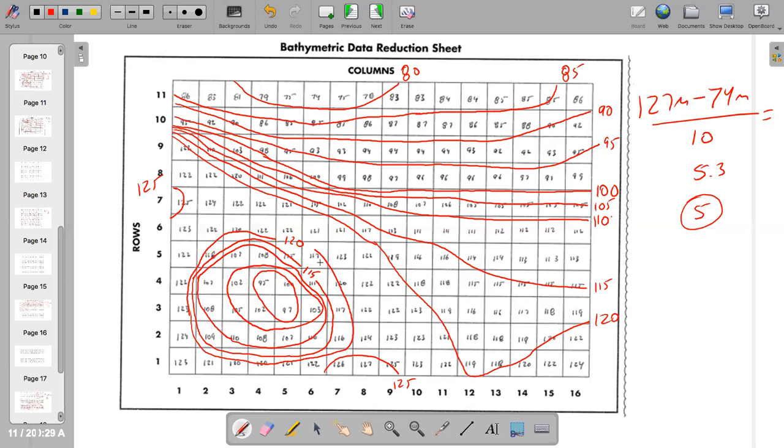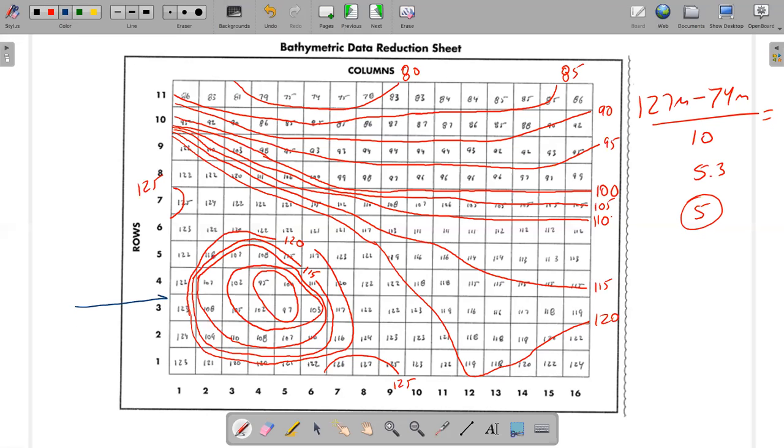So this little feature here, we call that a seamount. Whenever a mountain is on land, you just call it a mountain. When a mountain's under the ocean, we call it a seamount.